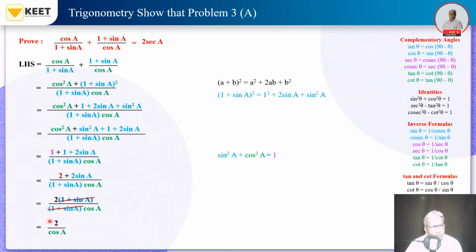Now here 1 upon cos A is equal to sec A. So this formula we have, 1 upon cos A equals sec A. So you can replace 1 upon cos A by sec A and keep the 2 as it is. So it will be 2 sec A. So you have on the screen 2 sec A. Now this is the right hand side. Thus you have proved the left hand side is equal to right hand side.